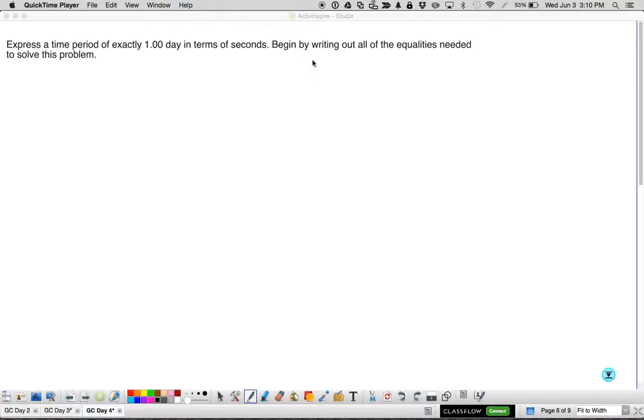Okay, so here's our first sample problem using dimensional analysis. Express a time period of exactly 1 day in terms of seconds. Begin by writing out all the equalities needed to solve this problem.